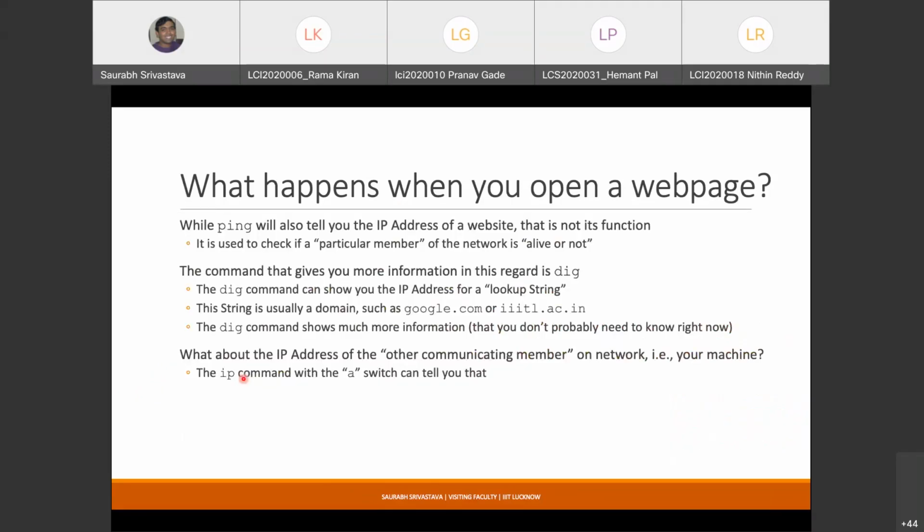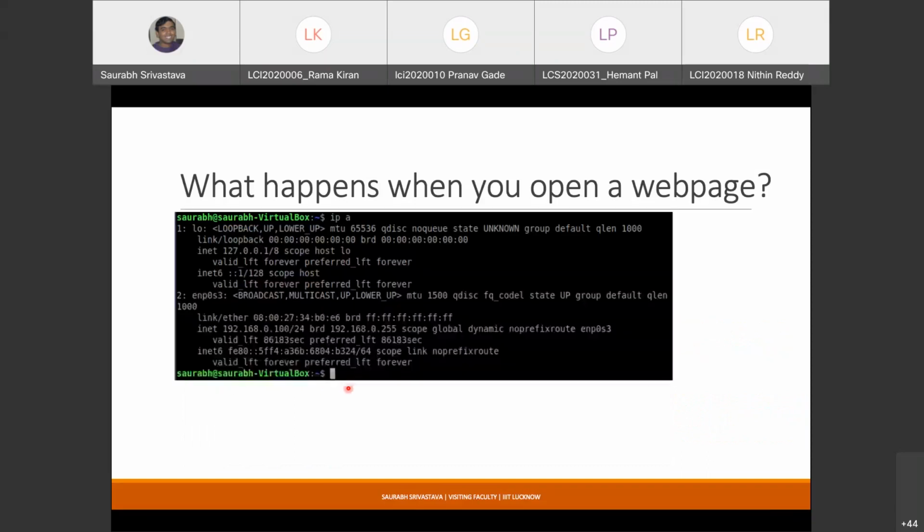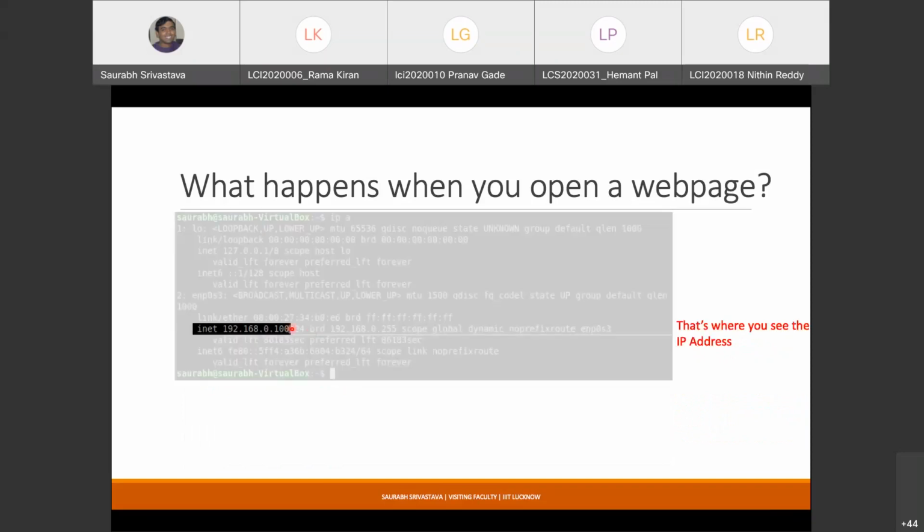And so this was the IP address of the IIITL system from where your page was served. But because it's a network, both communicating entities have an IP address. So if you want to know your IP address, you can use the command ip a. Okay, this is what it turns out to be. It will give you a lot of information, but your own IP address appears somewhere here.